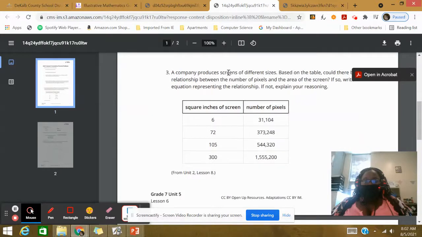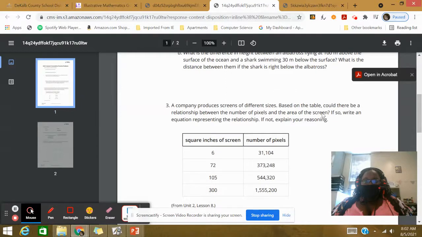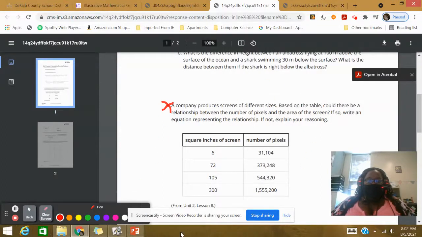Question four, it said company produces screens of different sizes based on the table. Could there be a relationship? So again, this question is very similar to a couple other ones that were in the packet. You guys do not have to do question three. Okay. So you can put an X to question three. All right, let's keep going.